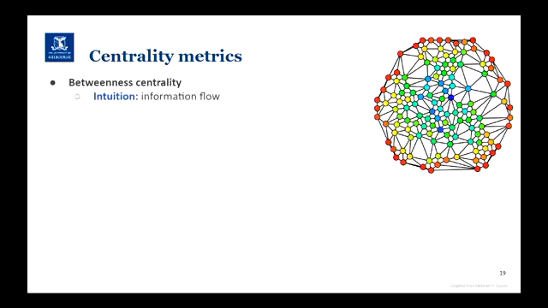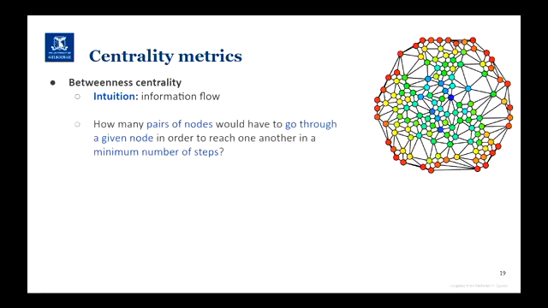And the intuition behind betweenness centrality is information flow. So basically, with betweenness, we're asking how many pairs of nodes would have to go through a given node in order to reach each other in a minimum number of steps. In other words, I'm asking how many shortest paths go through that node. Okay? So information will try to flow along the shortest path. A central node based on betweenness would then be a node that is involved in a lot of shortest paths.